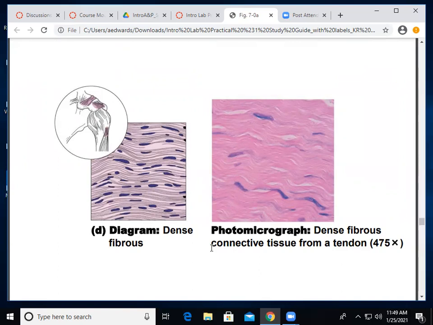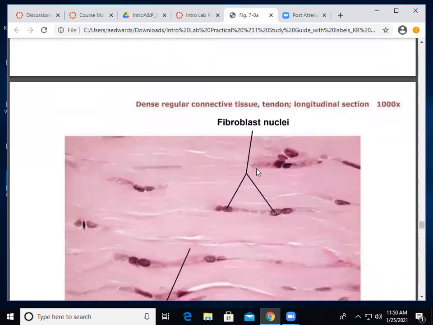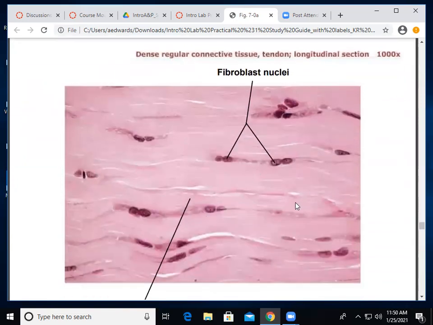Okay, so it's dense. Now, it's also regular. It has sort of a wavy pattern. They all kind of fit together. This is dense regular, or dense fibrous. You see this in tendons. Here's another example. You can kind of see the regular wavy pattern, right? Can y'all see that? Okay.